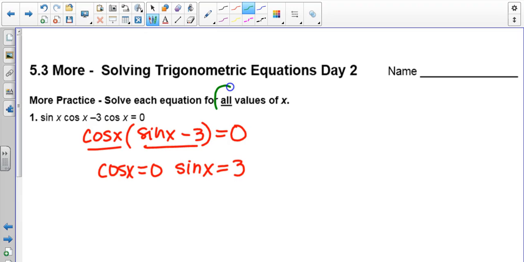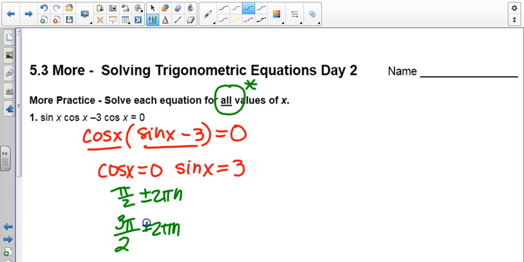Now, at this point, it's a good idea to look at the directions. Probably would have been a good idea before we started, but solve each question for all values. So we need all as in some plus or minus something, right? Because we have to have infinite values. Okay. So using our unit circle or our brain, where's the cosine 0? X is 0 at pi over 2 and at 3 pi over 2. And those repeat every 2 pi.